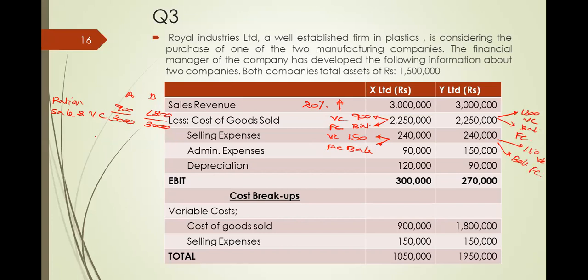Here also, we need to calculate the ratios between sales and selling and distribution expenses, the variable cost part. For A, it's 150 divided by 3,000. For B, same.